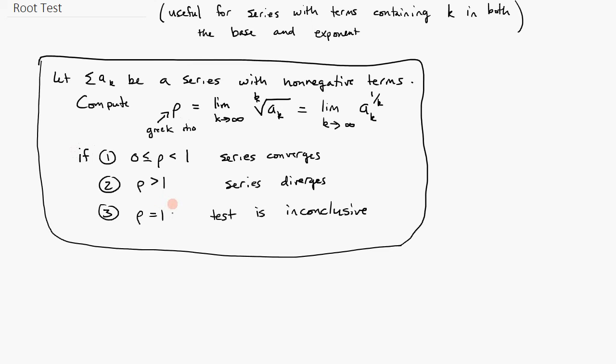The conditions are the same as for the ratio test. The difference is the limit that you're computing, which will be useful for these kinds of series. So let's look at an example.